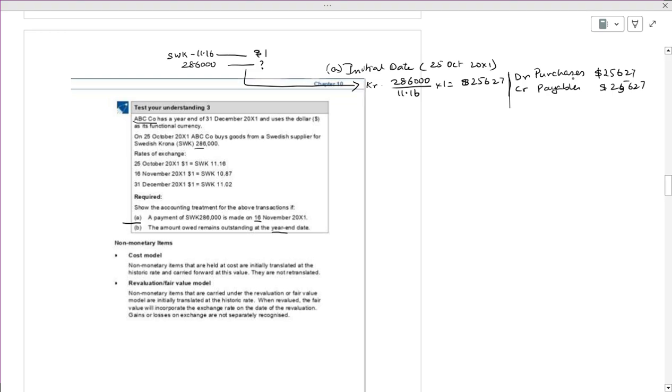25627. Okay, now the second one. At the time of settlement, it is part A only. When it is settled, it is settled on 16th of November. How much is it in dollars? Convert that into dollars. What is the rate? 10.87. Is it right? 286 divided by 10.87. How much will you get?